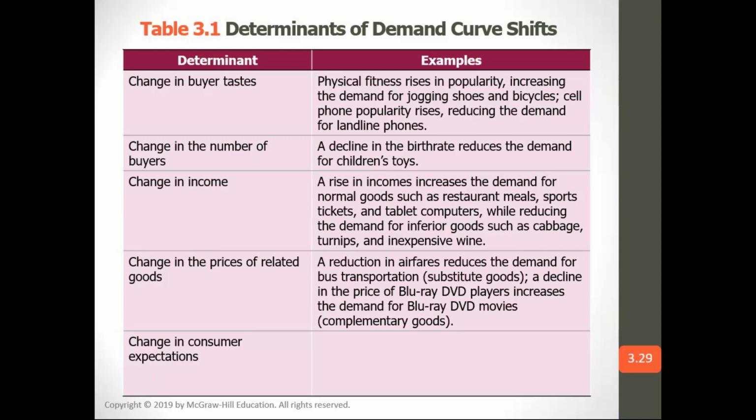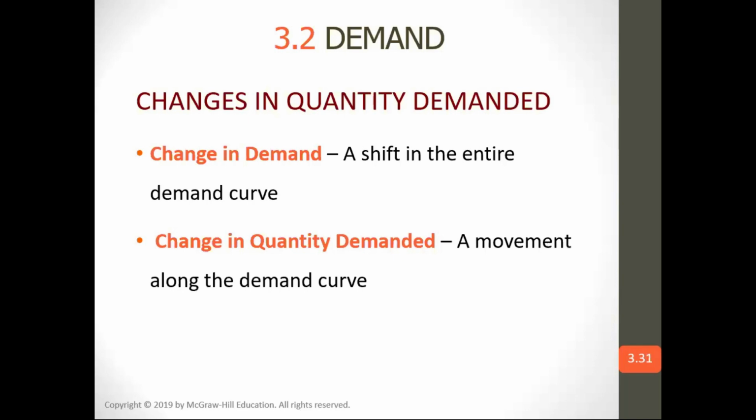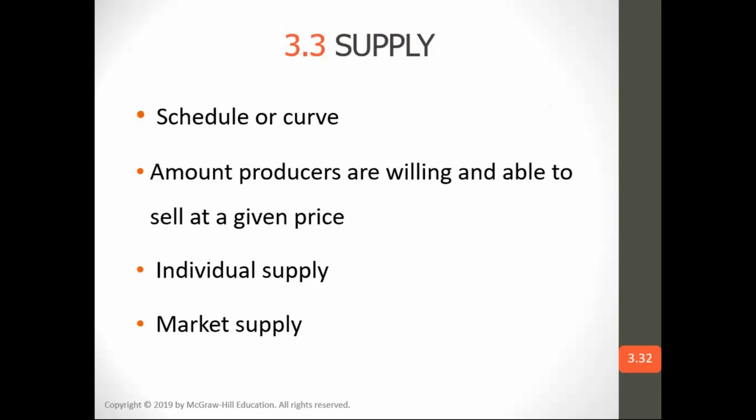And then change in prices of related goods. A reduction in airfares reduces demand for bus transportation, that's substitute goods. A decline in the price of Blu-ray DVD players increases demand for Blu-ray DVD movies, complementary goods. Change in consumer expectations: bad weather in South America creates an expectation of higher future coffee bean prices, so there's an increase in today's demand for coffee beans. So change in demand is a shift of the entire demand curve. So it shifts right or left. Change in quantity demanded is movement along the curve.